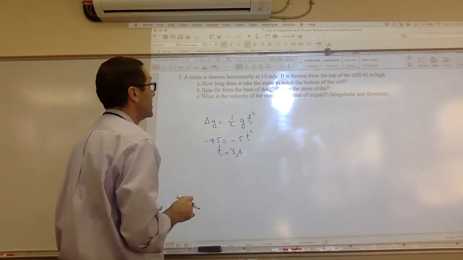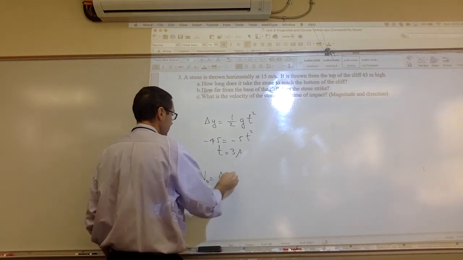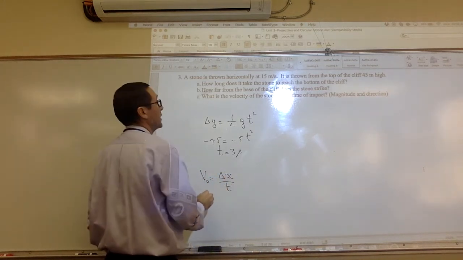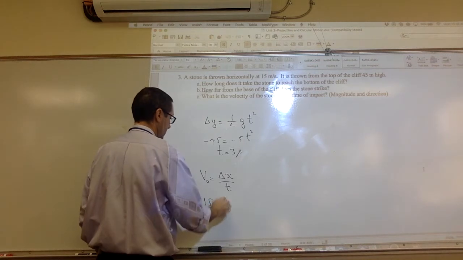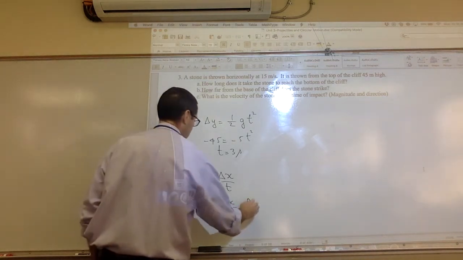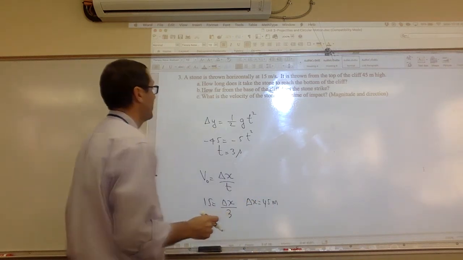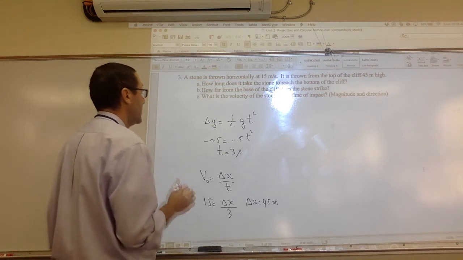How far from the base of the cliff? So we have to work with the horizontal stuff. So this is 15 equals delta x over 3. So it should be 45 meters. What is the velocity of the stone at the time of impact?